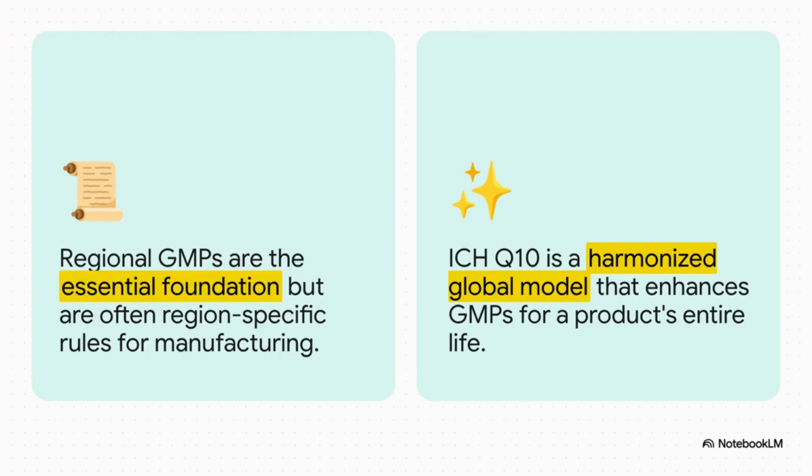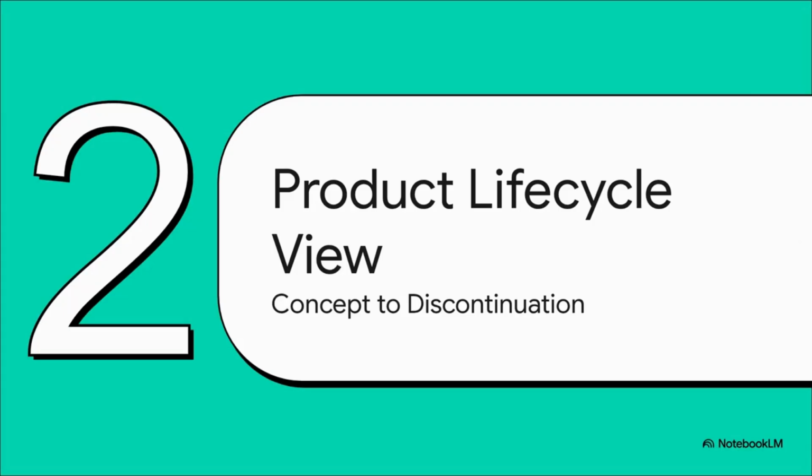Now, to really get what makes this blueprint so special, you have to understand how it's different from what came before, something called Good Manufacturing Practices, or GMPs. For years, GMPs have been the foundation, the specific local rules for manufacturing, but ICH Q10 doesn't get rid of them. Instead, it builds right on top of them, creating one single global system that manages quality through a product's entire life. And here's where things get really interesting.